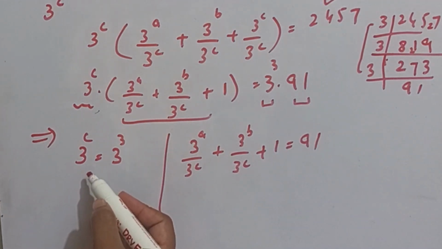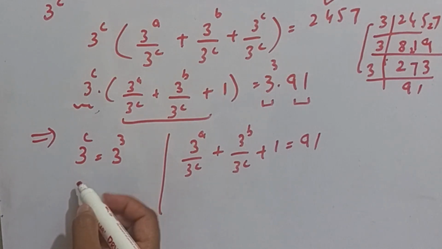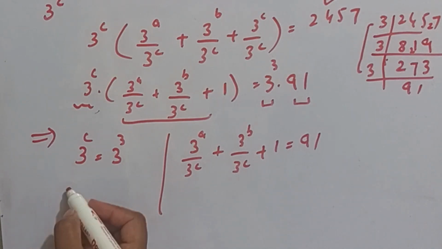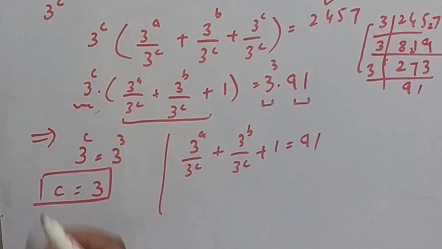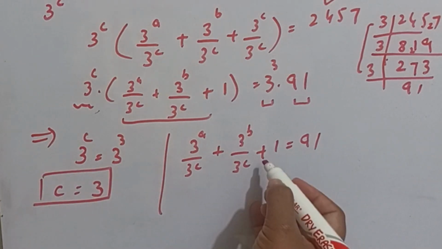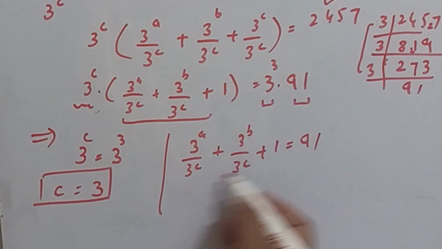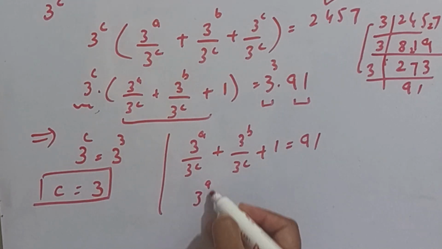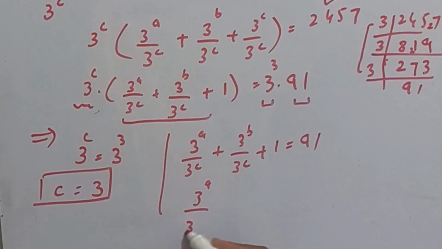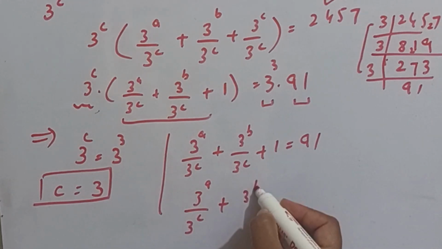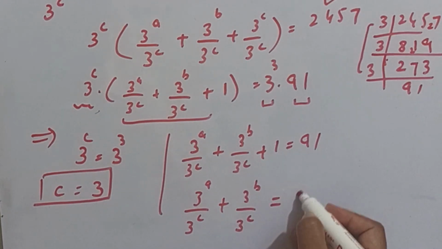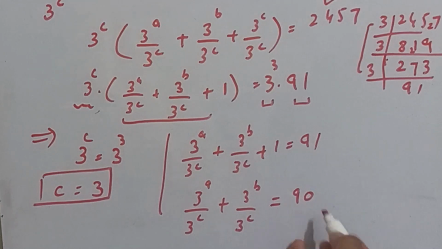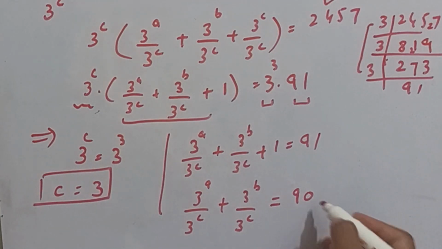Now look at this. The base is same, which is 3, so we can compare their exponents. This implies c is equal to 3. Now in the next step, we subtract 1 on both sides. Then we get 3^a over 3^c + 3^b over 3^c is equal to 91 minus 1. In this step, we subtract a 1 on both sides. Then we get this one.